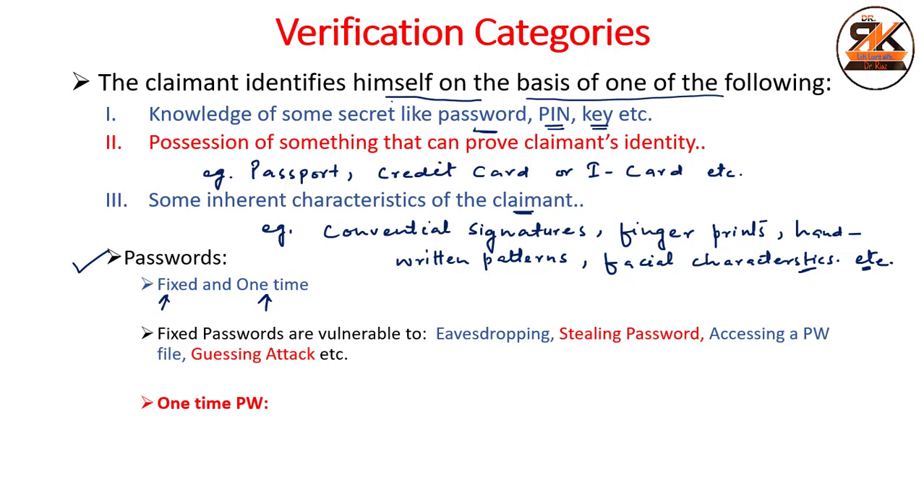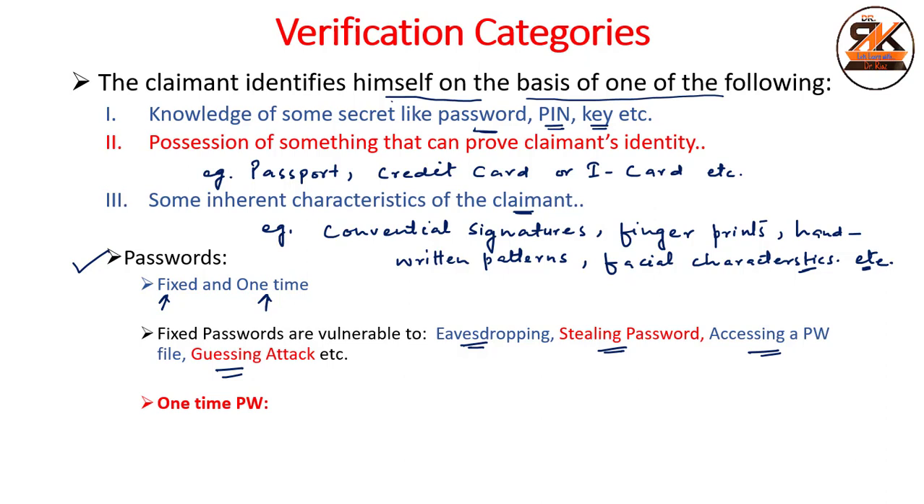This approach is vulnerable to some attacks: eavesdropping, stealing a password, accessing a password file, and guessing attacks. In eavesdropping, although the password is not shown while it is typed, it can be eavesdropped by the attacker. When we enter the password, it is sent in plain text form, not in the encrypted form. So the password can be seen by the attacker.